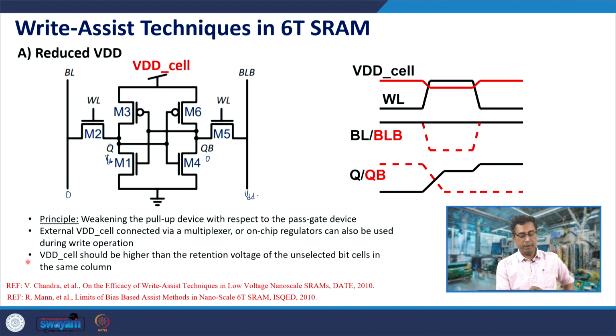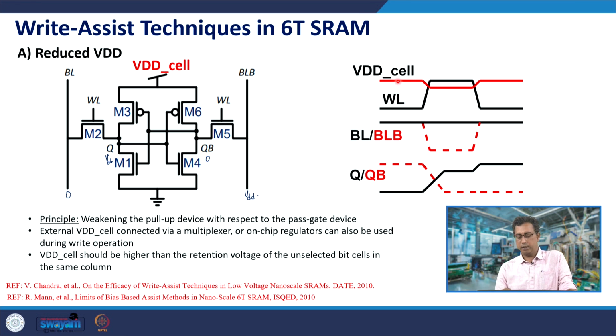So, what would happen? Q would be discharged. If you reduce the VDD of the cell, you need to discharge from a lower value. So, the overall charge on the capacitor here is now smaller because of the reduced VDD cell. So, that will discharge Q faster. Once Q is discharged faster, M4 would be turned off earlier. If M4 is turned off earlier, QB would be charged earlier, that would turn off M3 earlier, and the overall process would become faster, as we can see here.